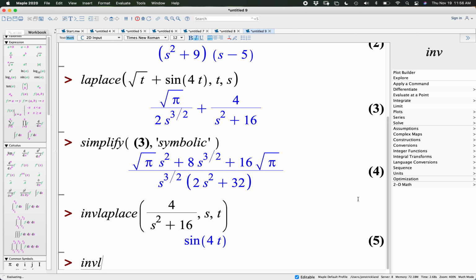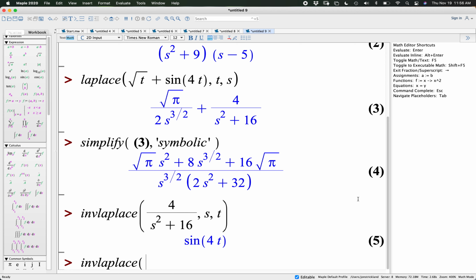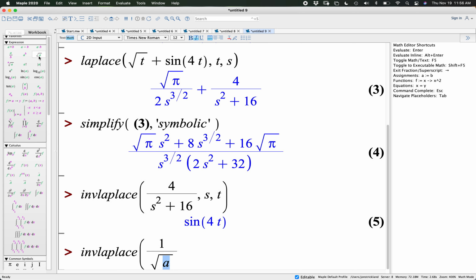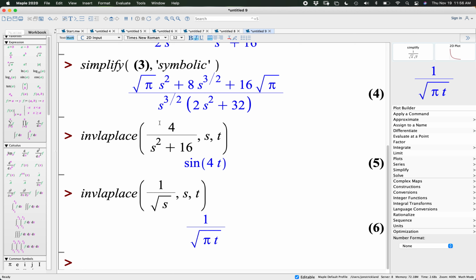And if I have something like inverse Laplace, I'm going to see what it says if I put in 1 over the square root of s. I might get a weird readout. Say I have 1 over the square root of s, in s and t. All right, so I got 1 over the square root of pi times t.